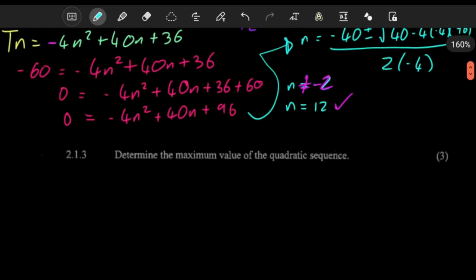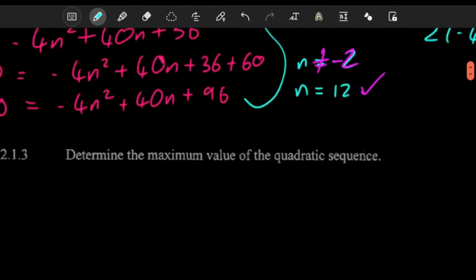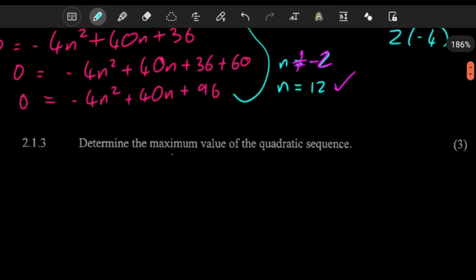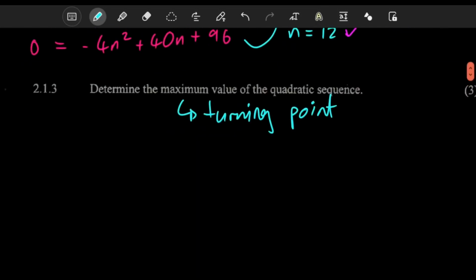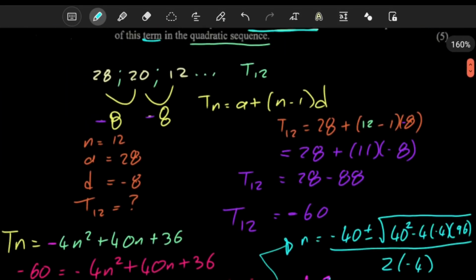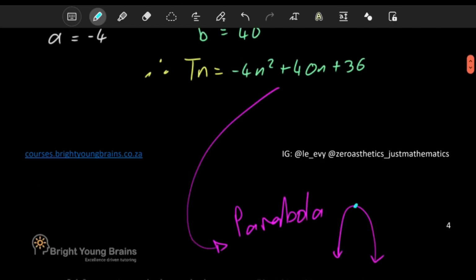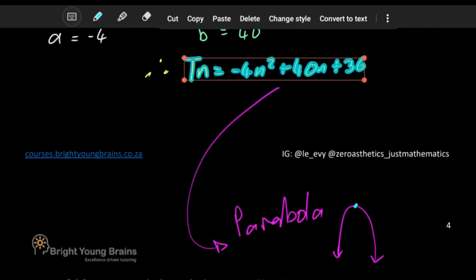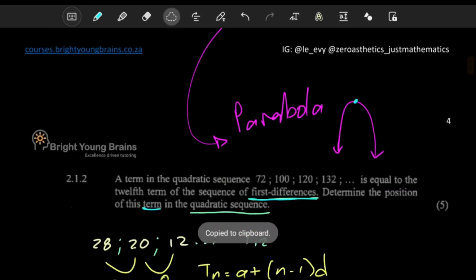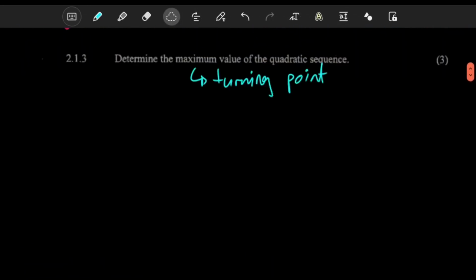That's why here they're asking us for the maximum value of our quadratic sequence. So our maximum value is just the turning point, and we all know how to get the turning point. If you don't, we are about to show you. So anyways, getting the turning point, all you do is you take your equation.